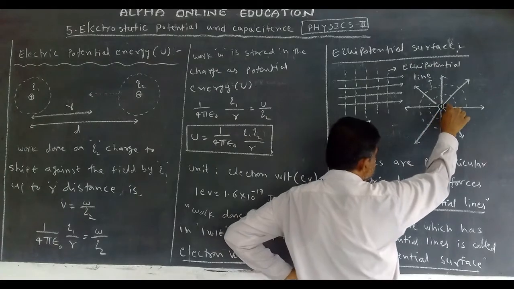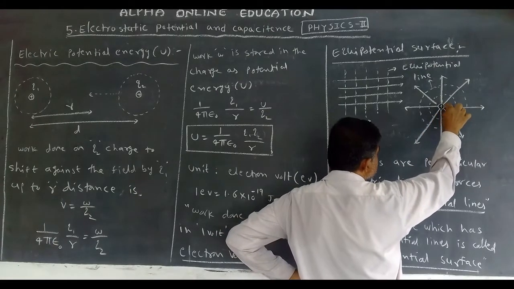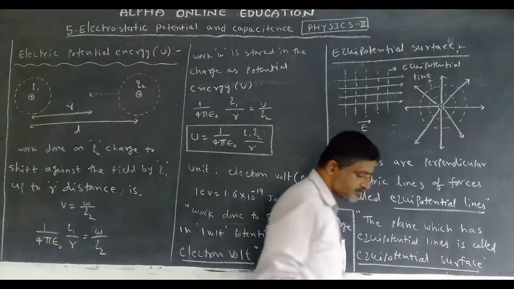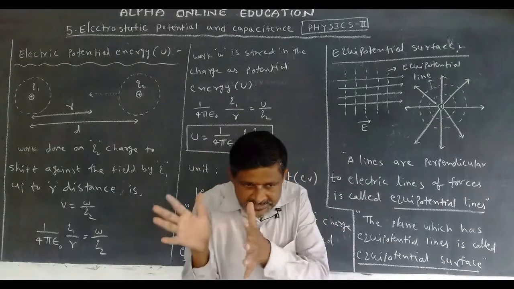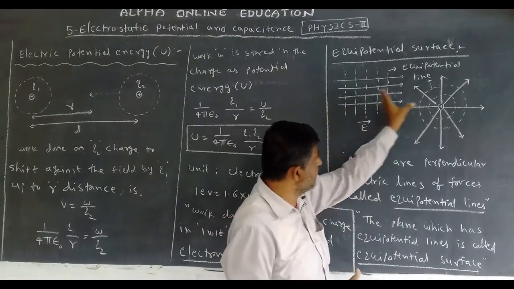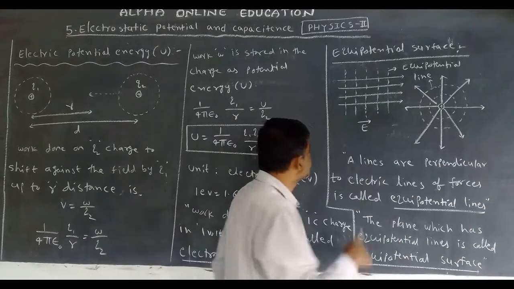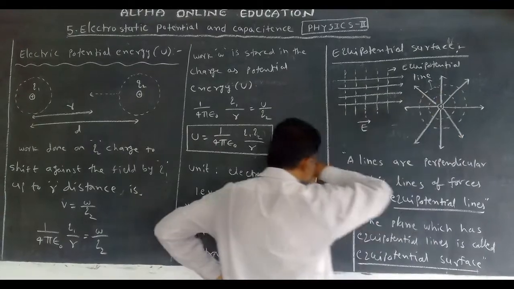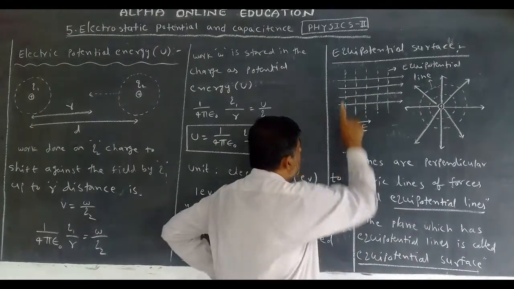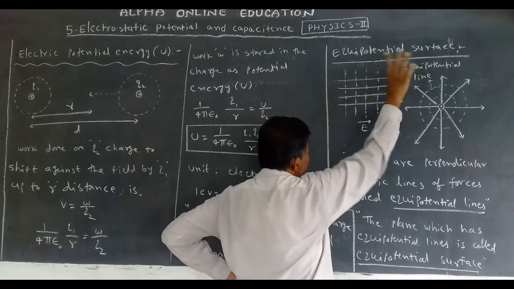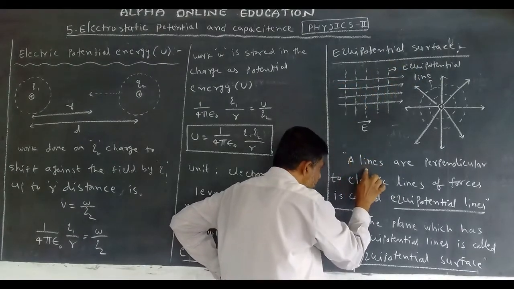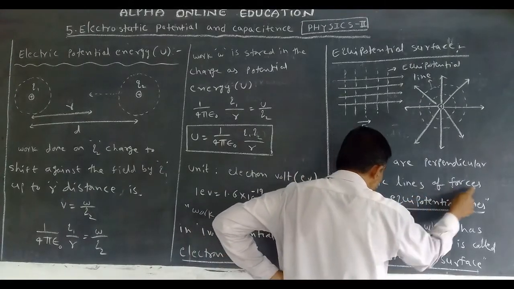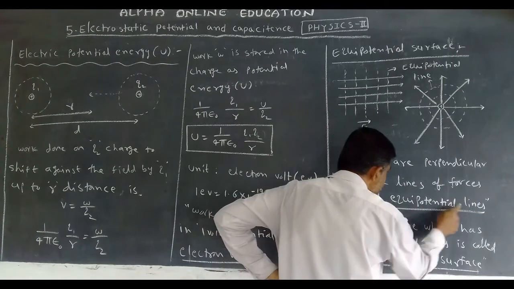This is the charge. We know that electric lines of force start from a positive charge in this direction, in this direction, in all these directions. Electric lines of forces I have drawn continuously. These are all also electric lines of forces. Right. What is the equipotential line? Lines perpendicular to electric lines of forces are called equipotential lines.